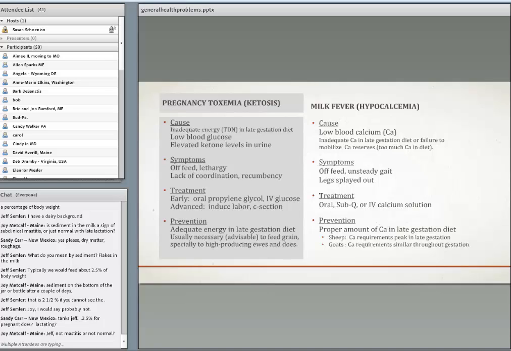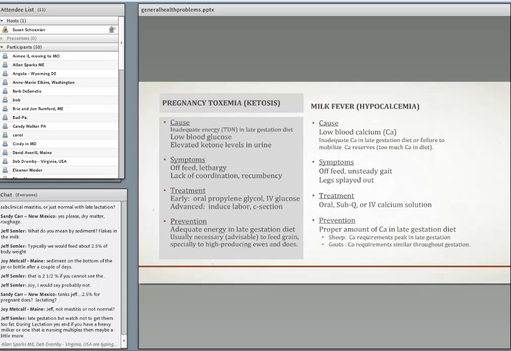In sheep, calcium requirements peak in late gestation, which is why we need to feed more calcium in late gestation. In goats, that's not the case. It's pretty similar throughout gestation, so we don't want to feed too much in late gestation. And then it's very similar to dairy cows. It's more of a problem after, and it's more of a problem of mobilizing the calcium as opposed to the sheep where they're not getting enough.